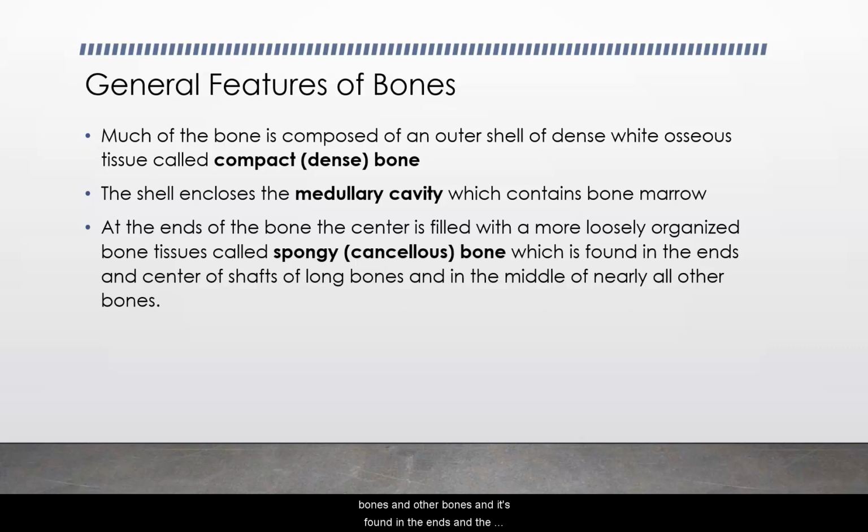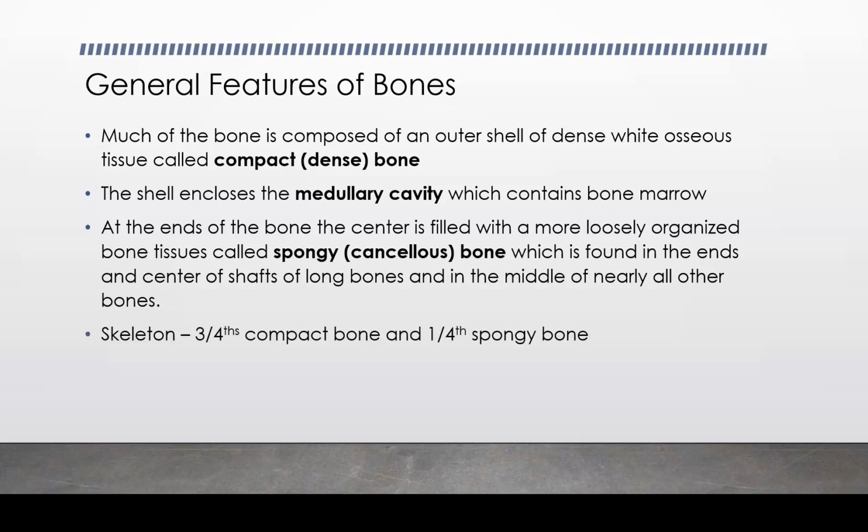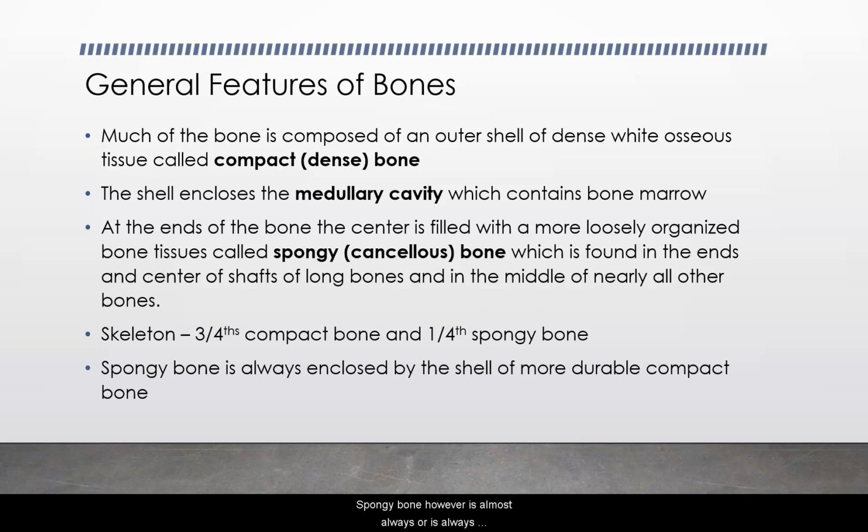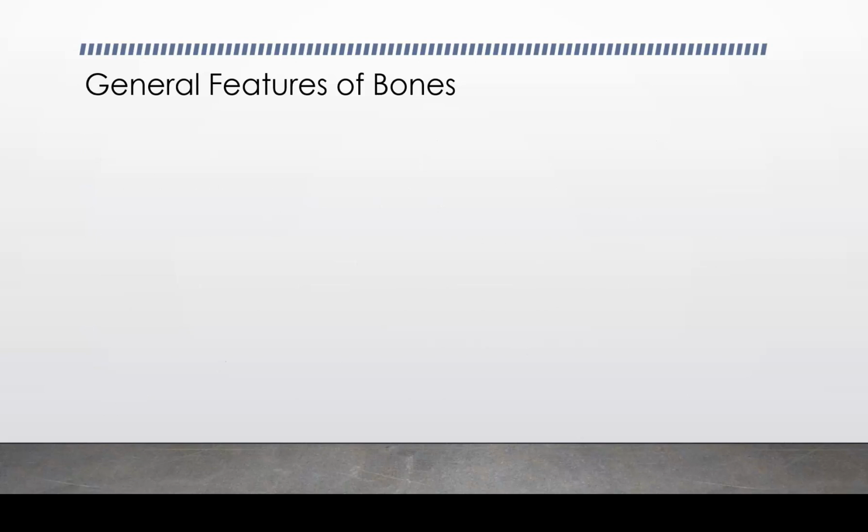And it's found in the ends and the center of shafts of long bones and in the middle of all the other bones. The skeleton is about 3/4 compact bone or dense bone and about 1/4 spongy bone. Spongy bone, however, is always enclosed by the shell of compact bone.